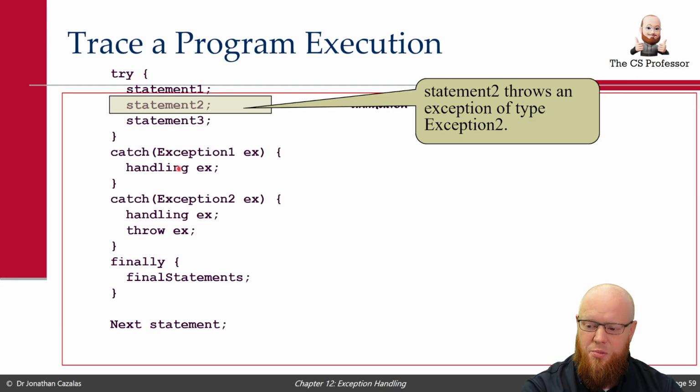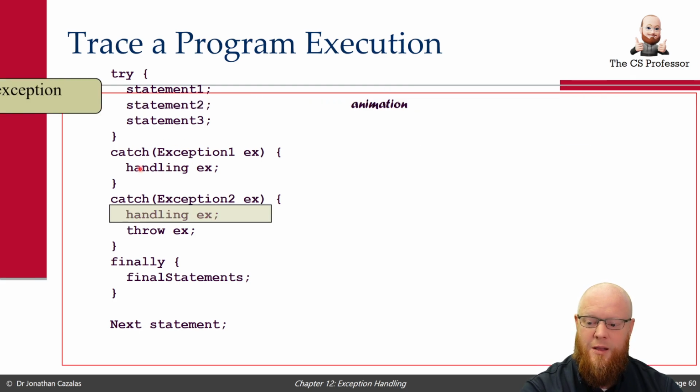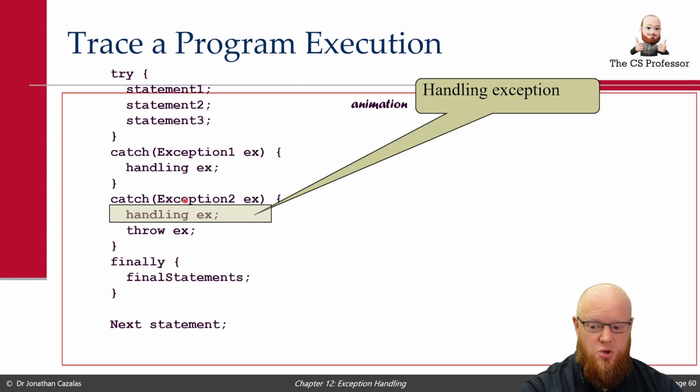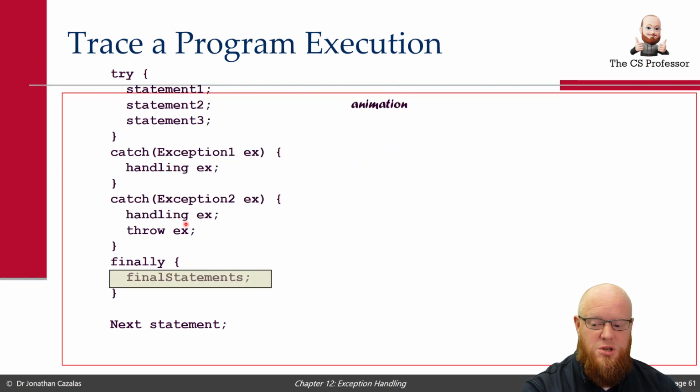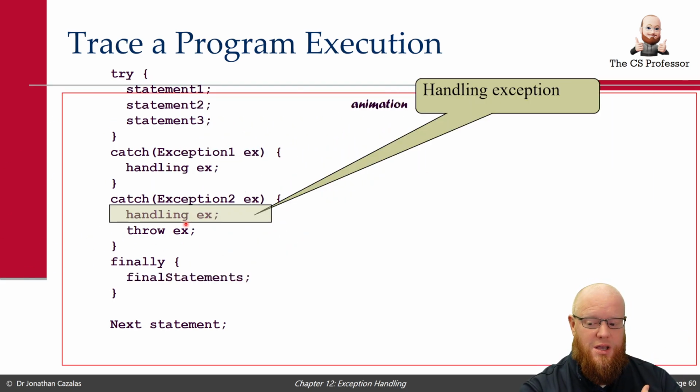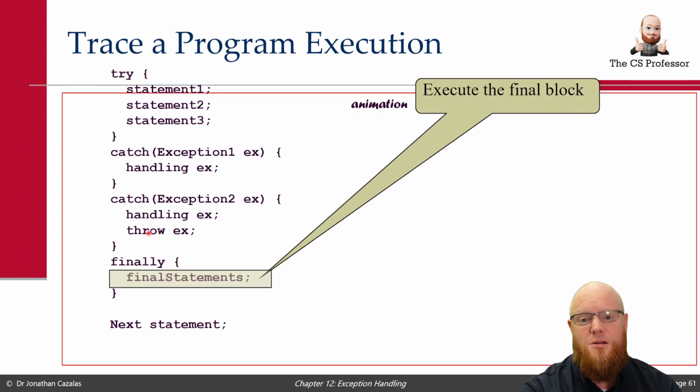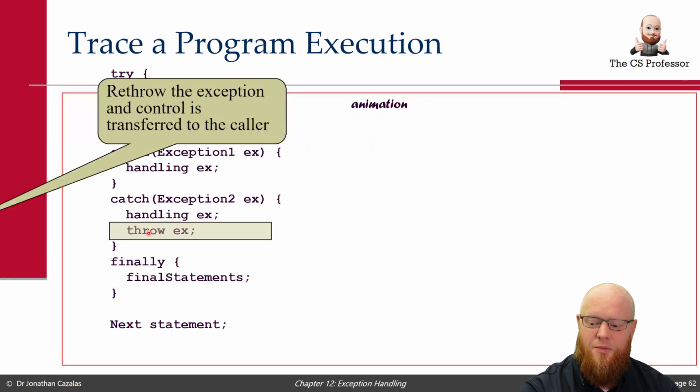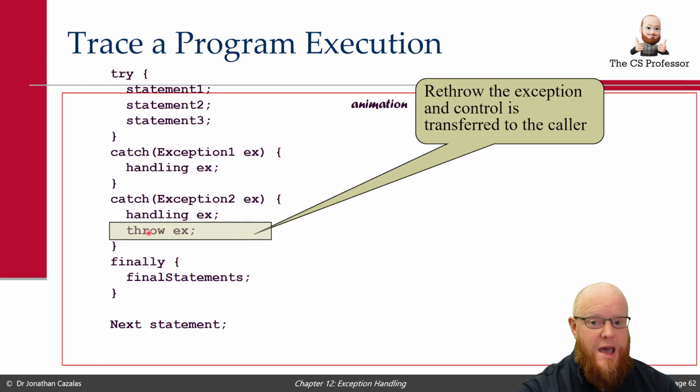We're going to skip this exception handler right here because it doesn't match. We come to exception 2, this exception handler. We have the code for handling the exception. That's all this handling EX is, just whatever code handles the exception. And now we're going to throw that exception back to whoever called us. We've chosen to even throw it. But even before throwing it, we still have the finally statements. And now we throw it, and we will not execute this next statement.